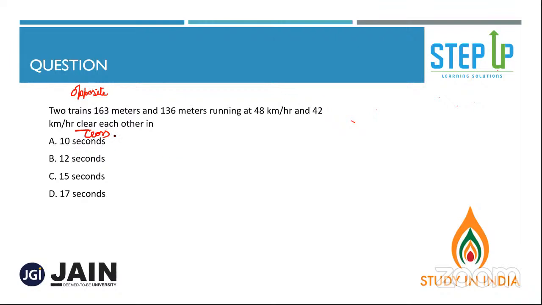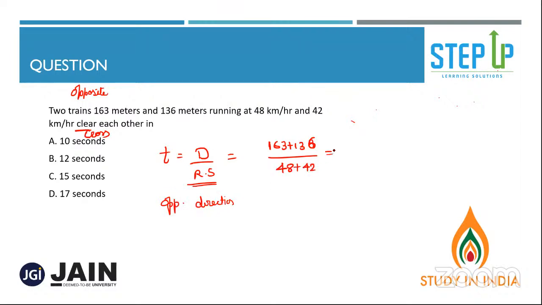So we need to calculate what time. Time is equal to distance upon relative speed. We'll see both ways. So distance will be 163 plus 136, that is 299. If they are saying opposite direction, then it would be 48 plus 42, that is 90. So 299 by 90. Make it approximate as 300 by 90, 10 by 3. So your answer will be 3.33 seconds, which is not working.